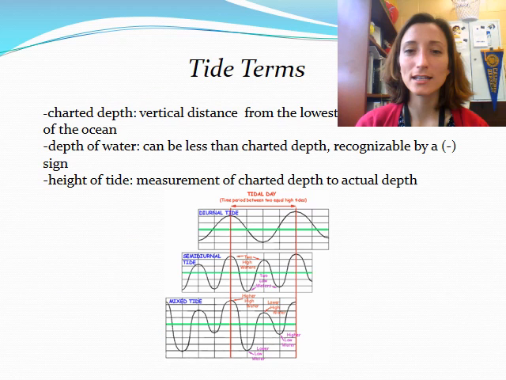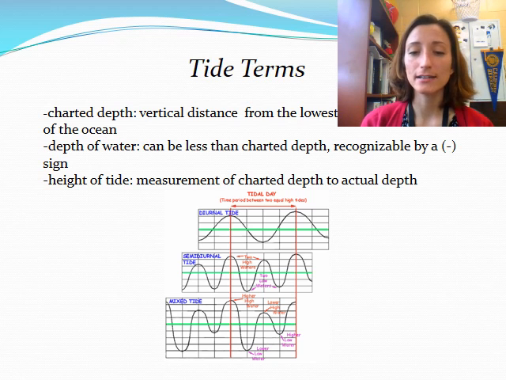All right, so take a minute to look at each of these three tide terms: charted depth, depth of water, and height of tide. And those three images there at the bottom of the screen, I think, can really help you visualize everything that we were just discussing with the types of tides.